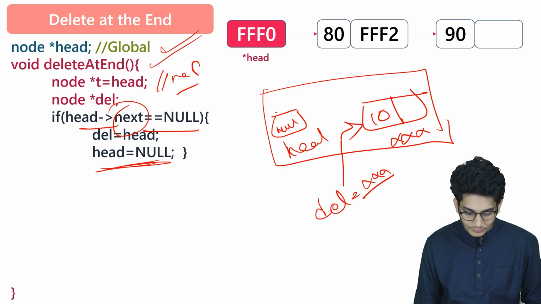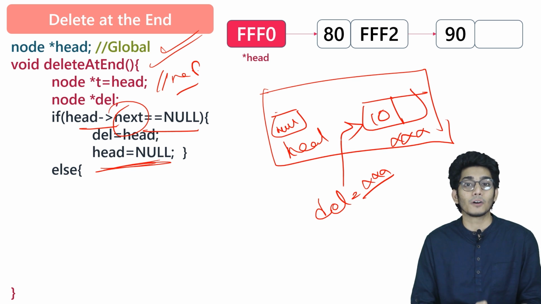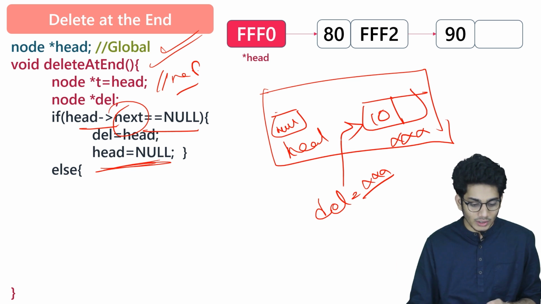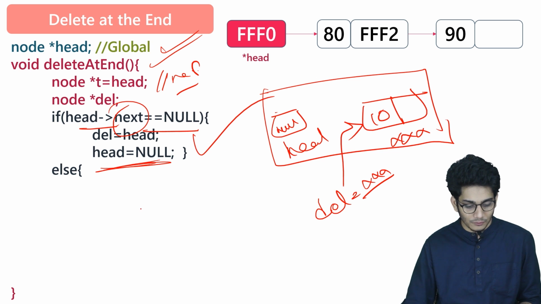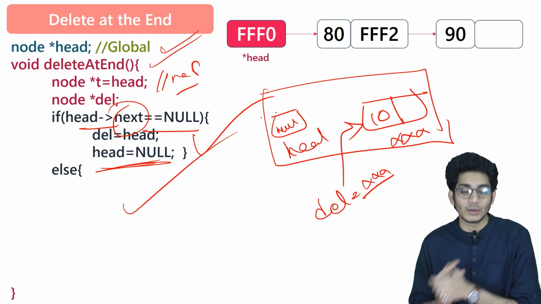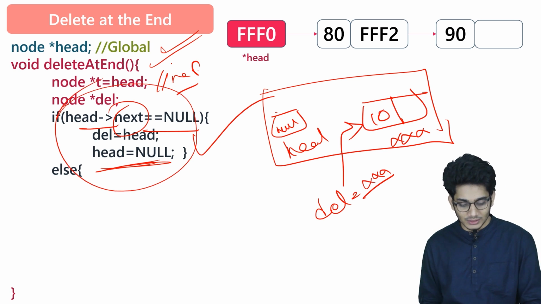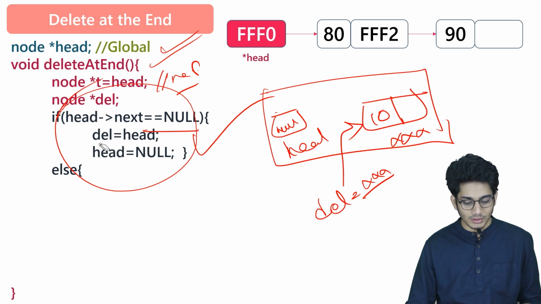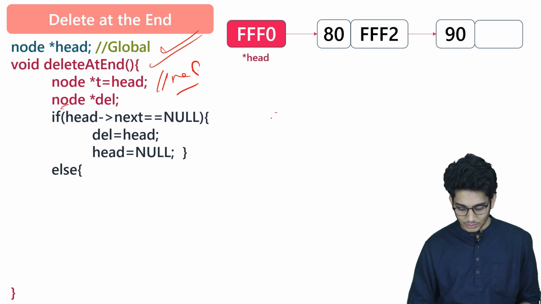Now for the other case, there is an else condition. This else condition is for n number of nodes. If we have one node, then we'll go for the earlier case. If we have more than one node, then we'll go for the else condition, and at last we'll deallocate the memory. I'll talk about the deallocation later. So for the single node we have followed this, and for multiple nodes, this portion is for the multiple nodes.